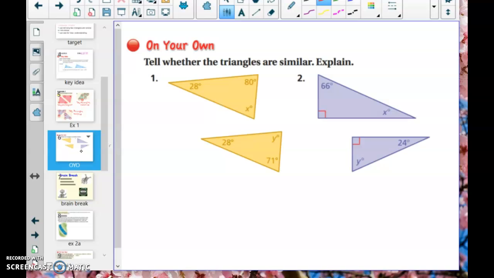All right, to check your answers, of course, I see they both have a 28 that matches up, and I want to see if I can find another one. So I'm going to do 180 minus 28 minus 80. That leaves me 72 here. So I'm thinking that these are not going to sum together. If I check the other one, I see that this angle here is 81. So no, those angles do not match up. Only one angle matches up.